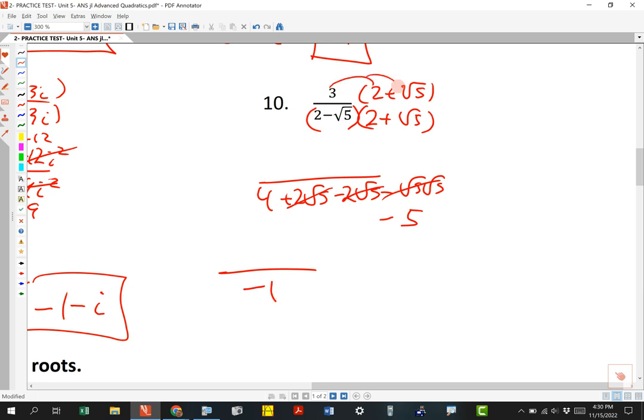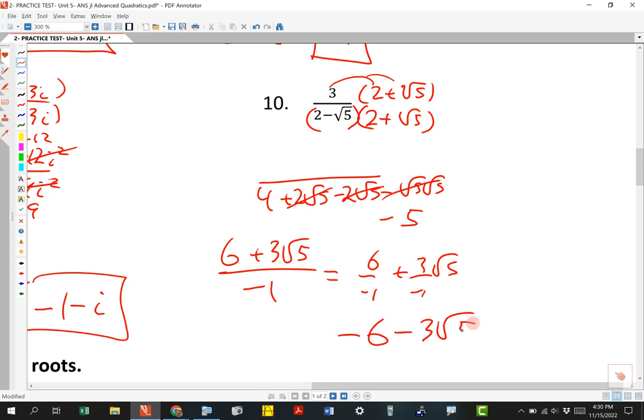We'll take a look up here. We just distribute the 3 through, so this is going to be a 6 plus 3 radical 5. And we're dividing each one of those by negative 1. So if you want to, you could do 6 over negative 1 plus 3 over negative 1 radical 5. Either way, this is going to be a negative 6 minus 3 radical 5. And that right there would be our answer.